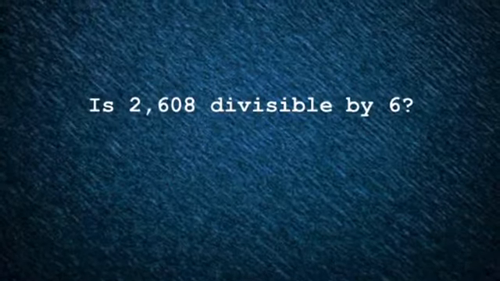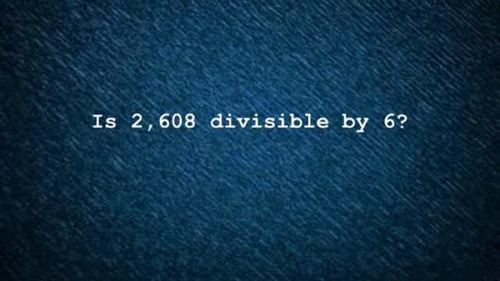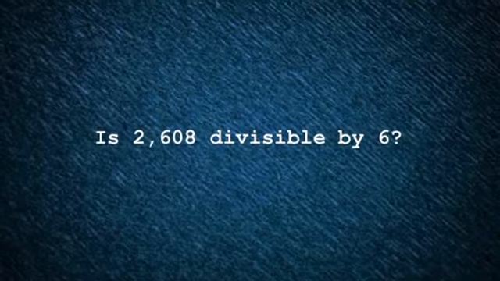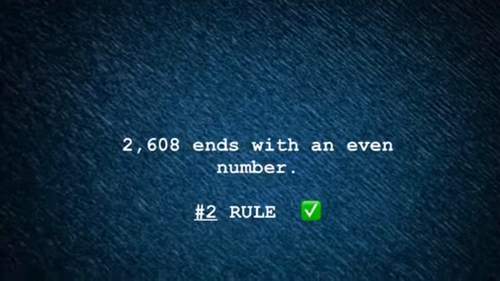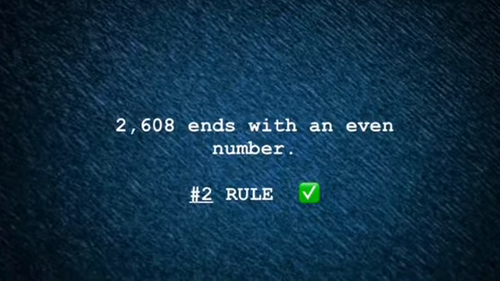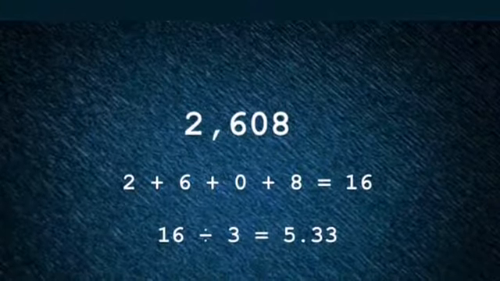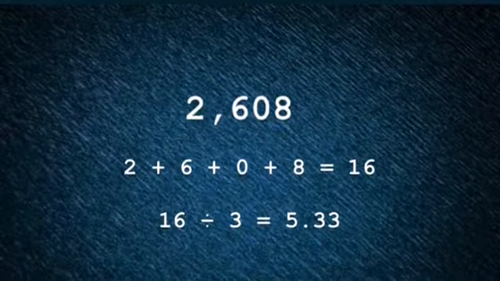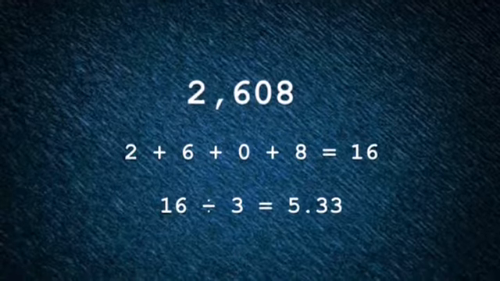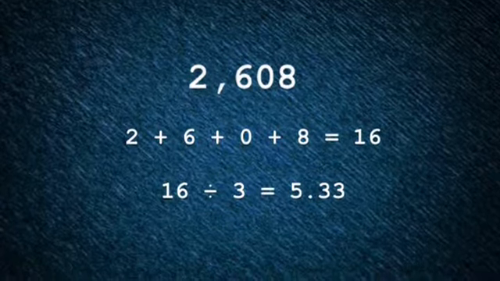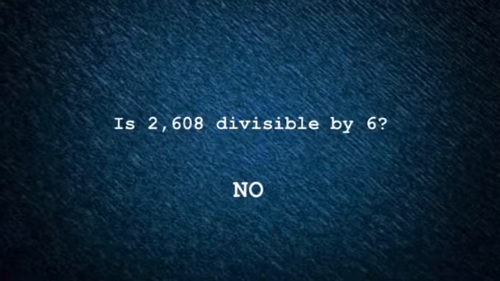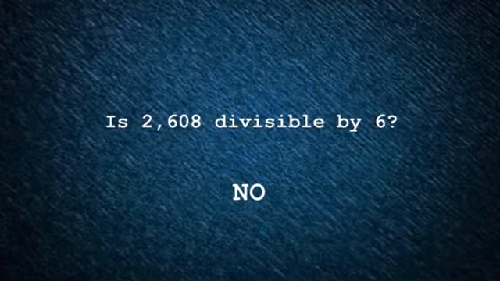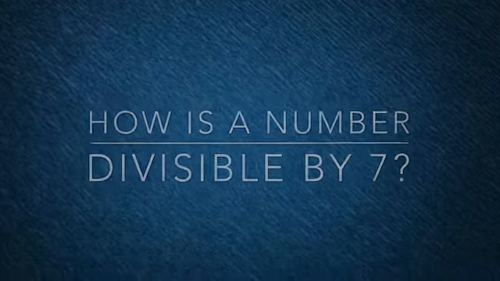Let's have another example. The given number is 2,608. Let's find out if it's divisible by 6. So the number ends in 8, which is an even number, so that means it is divisible by 2. The sum of its digits is 16, and if we divide 16 by 3 is 5.33, which obviously is not a whole number. It did not pass both rules. So that means 2,608 is not divisible by 6. Now let's move on to the next rule.